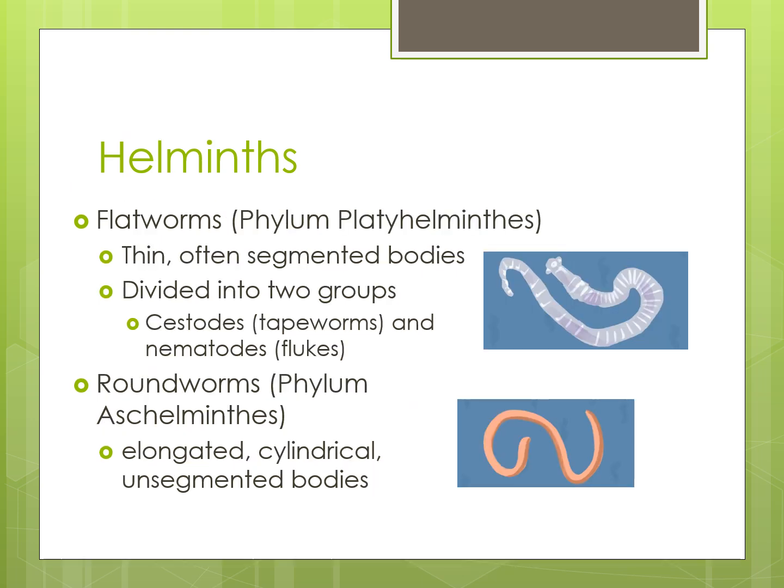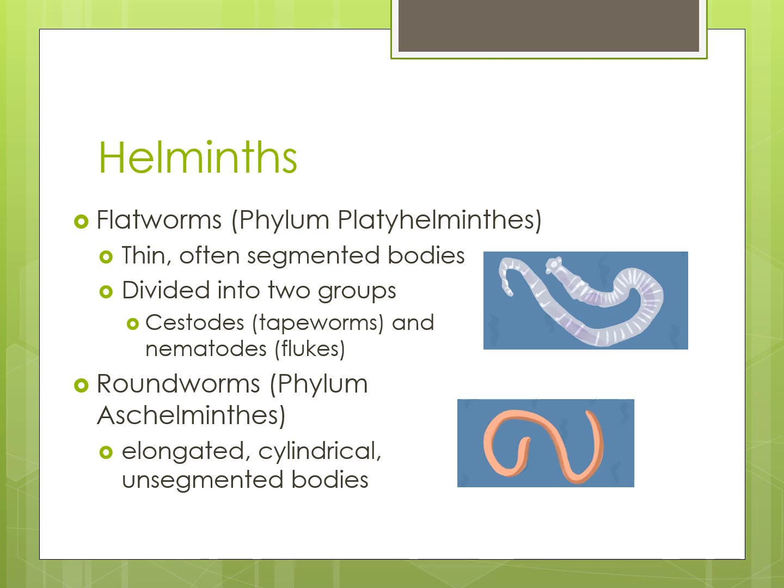So let's get a little bit more specific with our helminths. When it comes to this broad term flatworm, we're talking about the phylum Platyhelminthes, which is going to divide into two groups, cestodes and nematodes, and that's where we get the terms tapeworm and fluke. So those guys are like cousins, if you want to think of it that way. And overall, the broad term for those two guys is a flatworm.